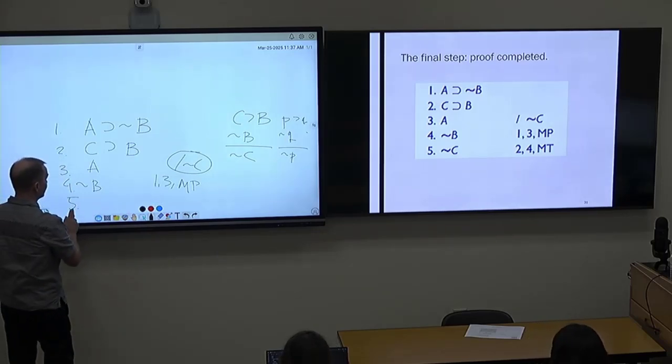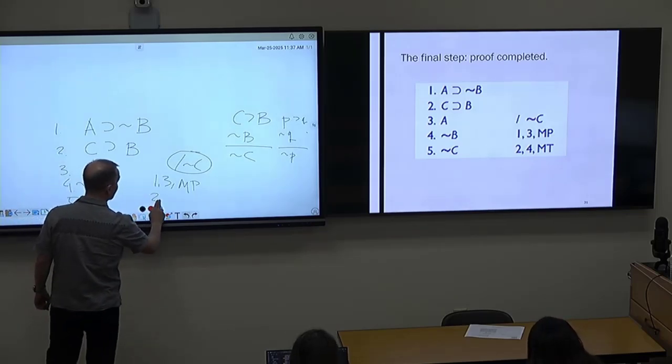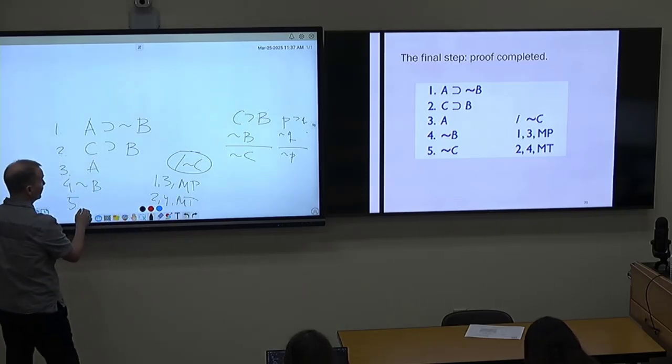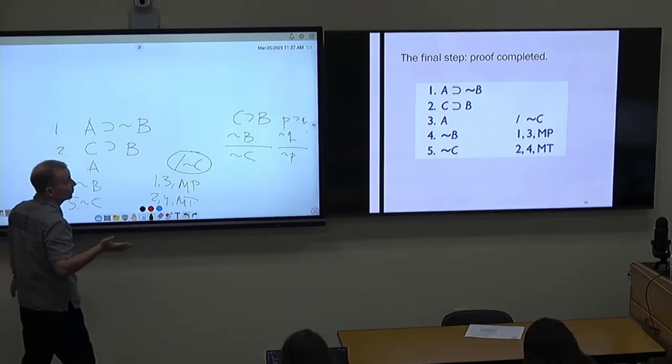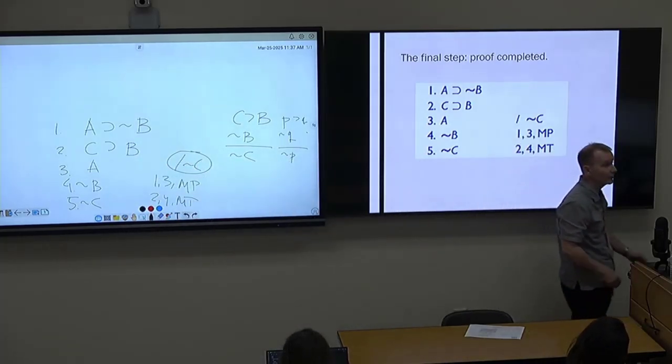So we just add this fifth line. We are saying which rules we are using. So here 2, 4, and then T. And we are getting to not C, which is what we needed to prove in the first place. This is our conclusion. We have reached it.